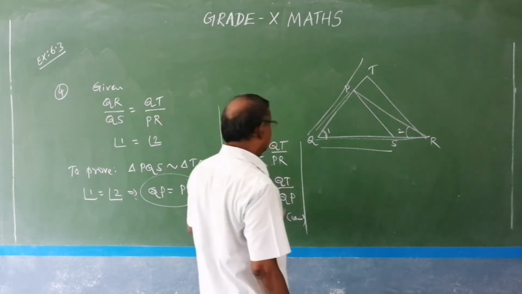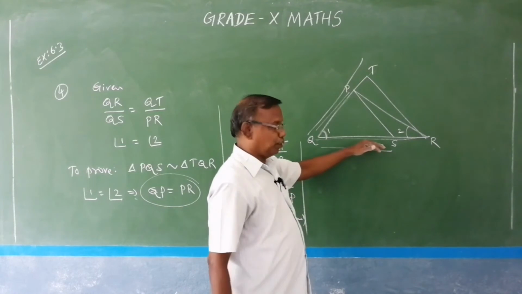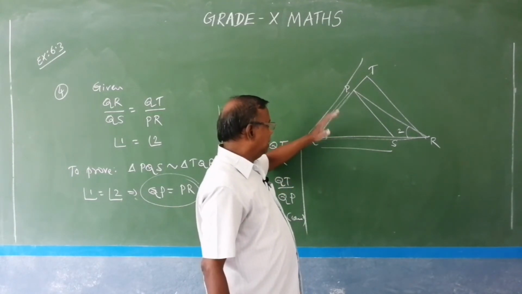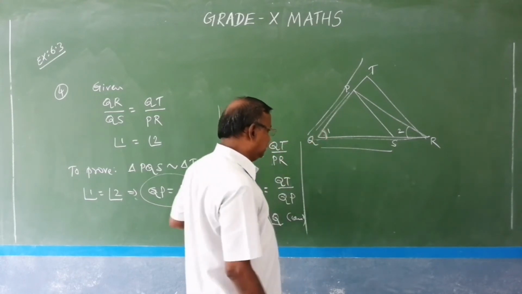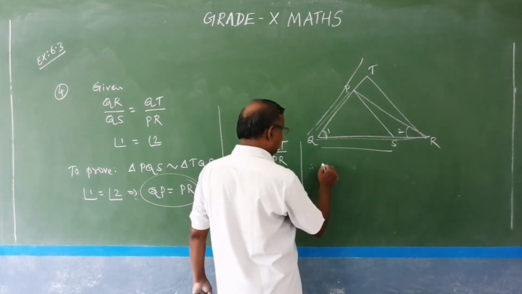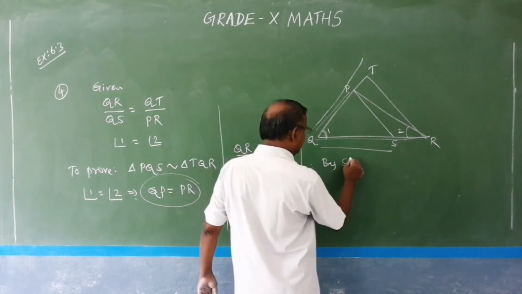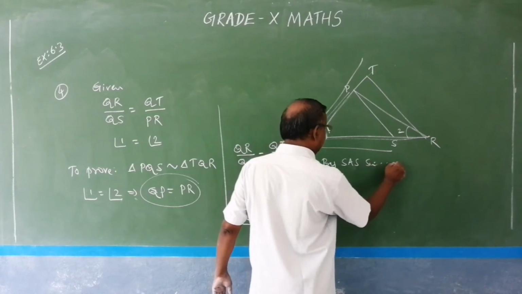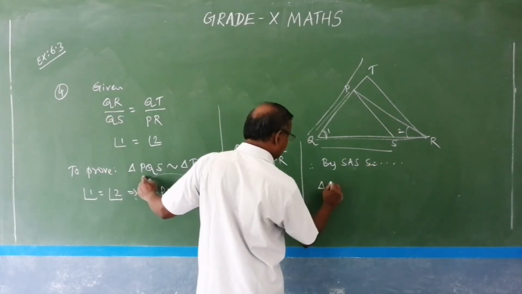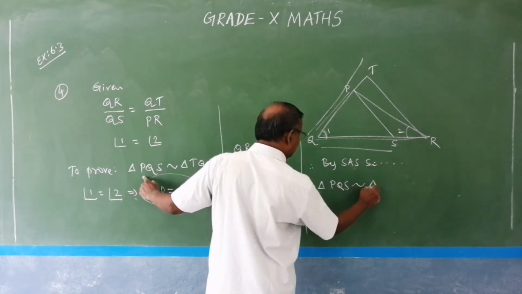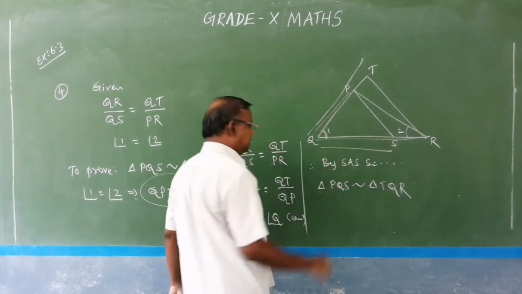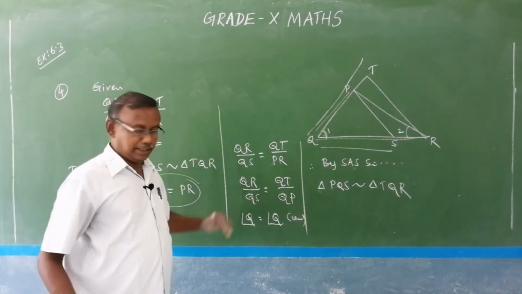So in these triangles, two sides are proportional, and the included angle is common, equal. Therefore by SAS similarity criterion, the triangle PQS is similar to triangle TQR. So you can verify that. So this is the result.